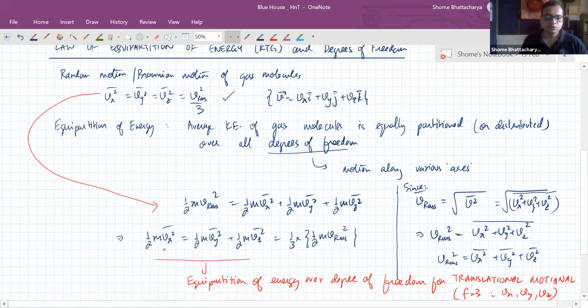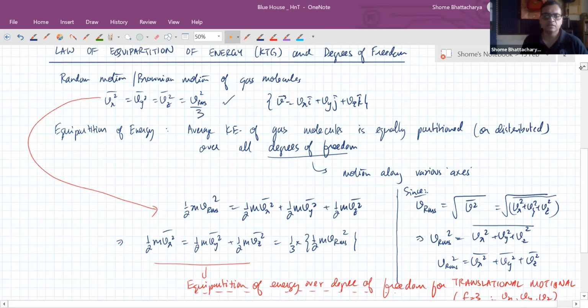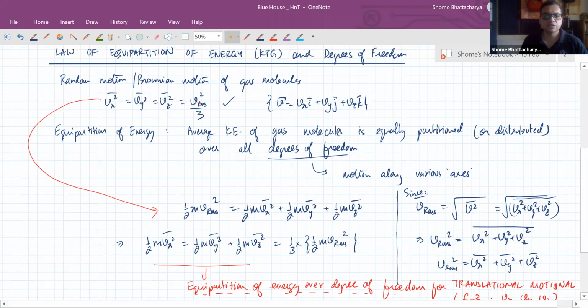Now each of those degrees of freedom has an equally partitioned amount of average kinetic energy per molecule. So that is the meaning of the statement of equipartition of energy. So just note down up to this point. We'll discuss further next when we substitute half m Vrms square as 3/2 kT, this becomes 1/3 of that. So this becomes half kT.